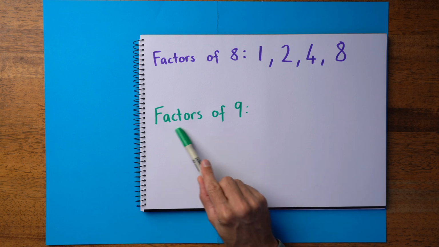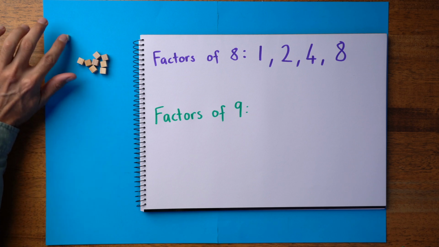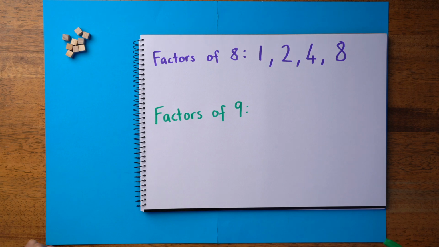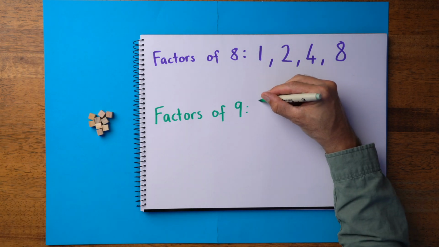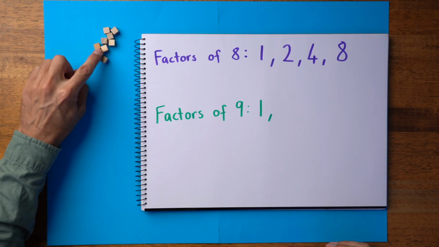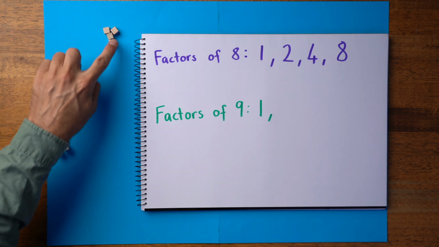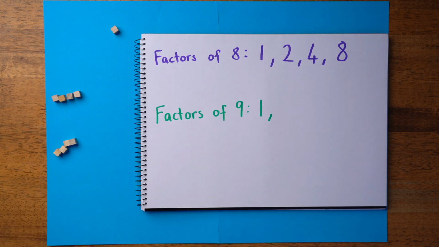In this example, we're going to look at factors of 9. And to model it, I have 9 blocks. 1, 2, 3, 4, 5, 6, 7, 8, 9. Let's see what numbers we can put them into equal groups of without any leftovers. First of all, 1, well, yes. We can make it into a group of 1. How about 2? That's 4 in each group, and I've got 1 left over. So 2 is not a factor.